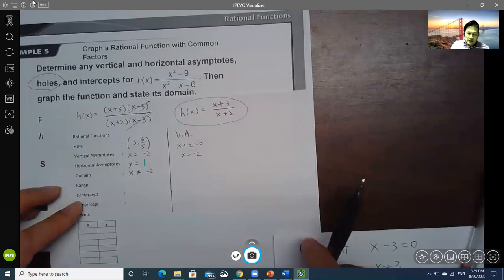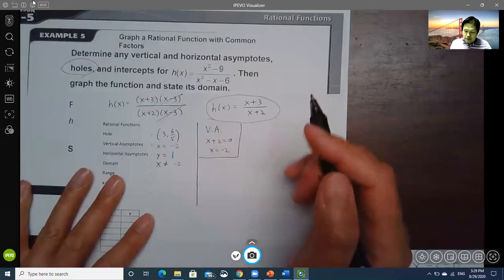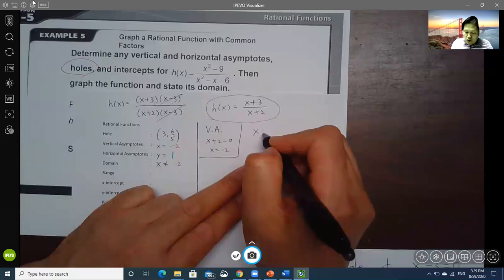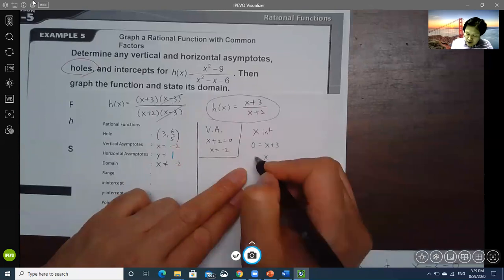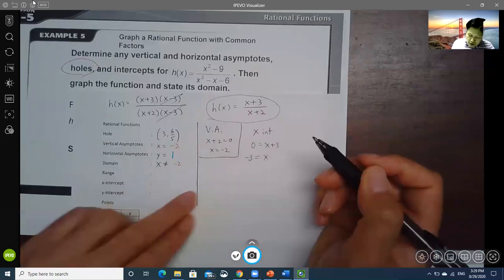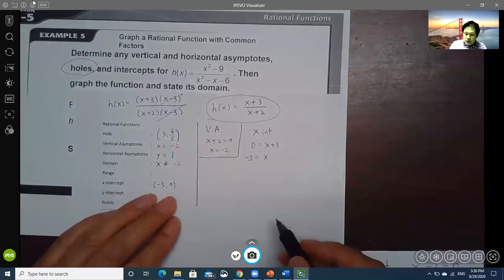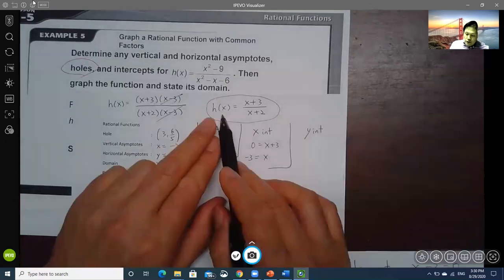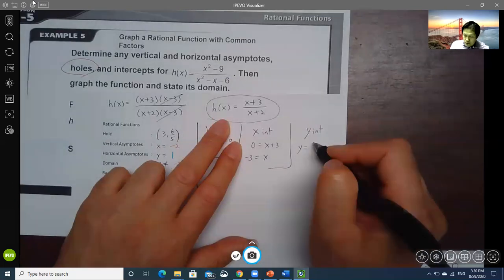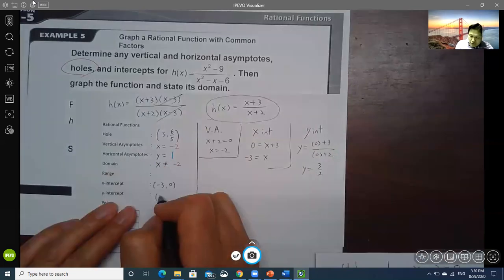X-intercept, y-intercept. You should remember by now the shortcut for the x-intercept. X-intercept: numerator equal to 0. So I'm going to let the numerator equal to 0 and solve for x. So x equal to minus 3. So the x-intercept is minus 3, 0. Y-intercept: you plug in x equal to 0. So y equal to 3/2. The y-intercept is 0, 3/2, which is 1.5.